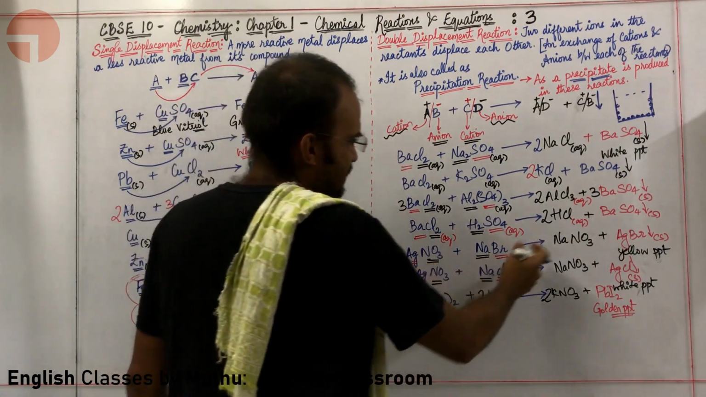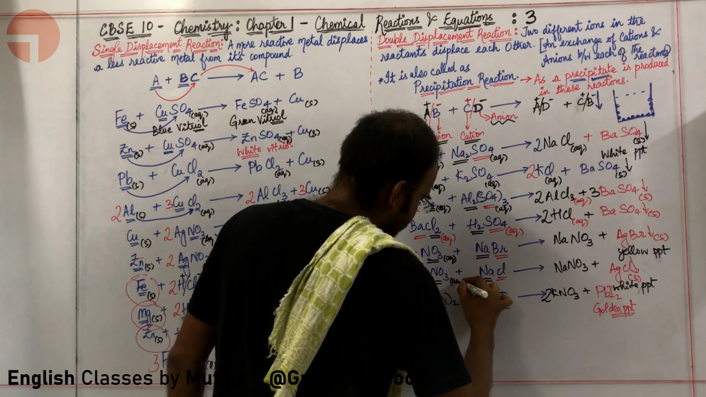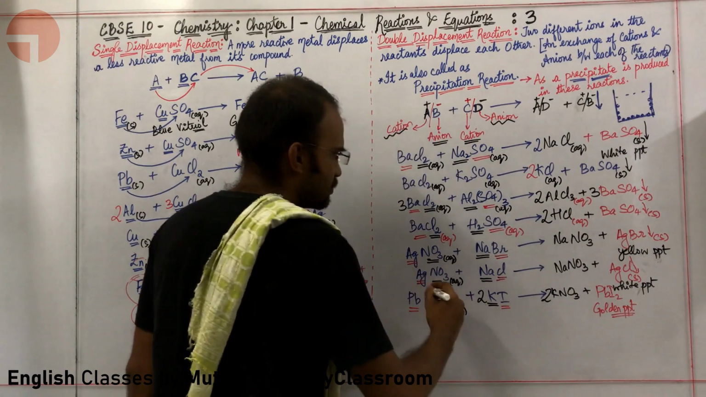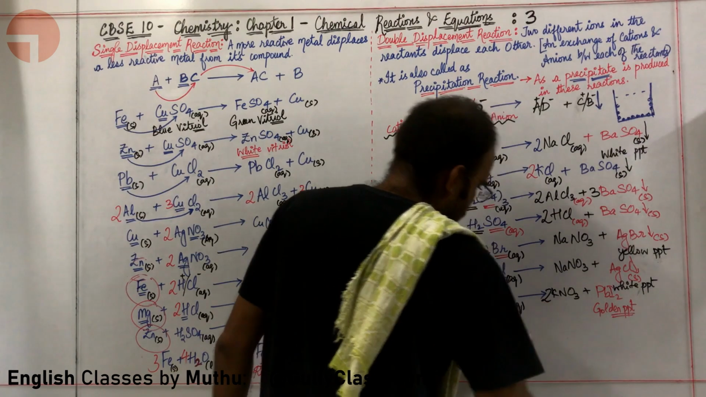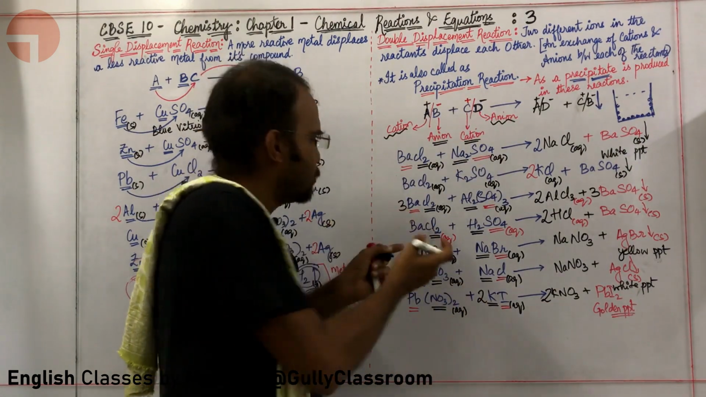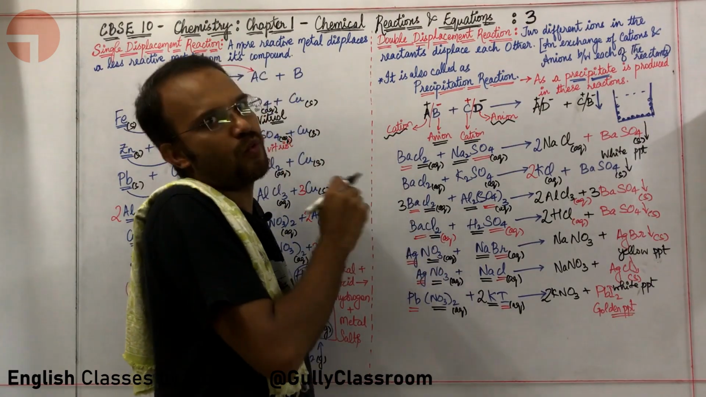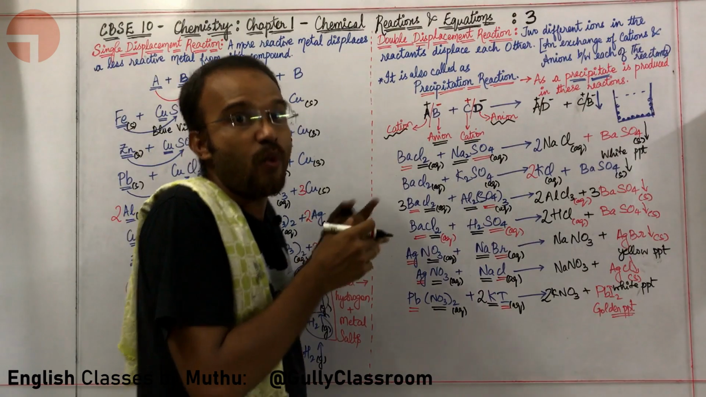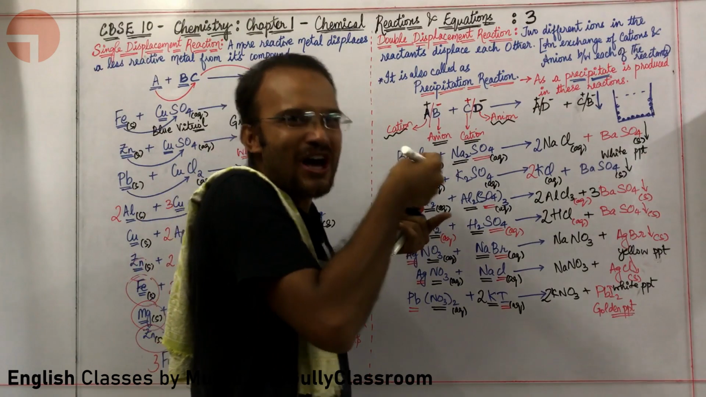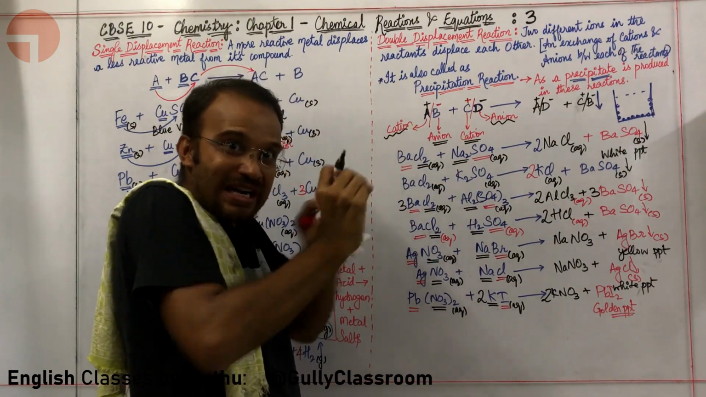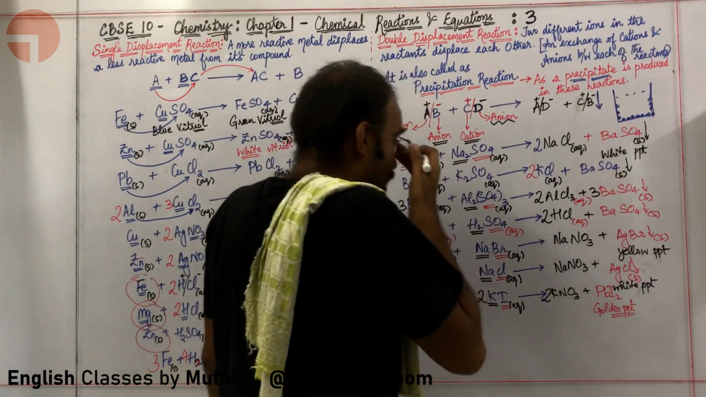Sir, you have forgotten the physical states of a couple of reactions. All the salts in the reactants will always be aqueous, so I am going to put aqueous over here. Because the salts need to be dissociated in order to exchange the ions, and salts are dissociated only in water because salts are polar in nature. Water is also polar in nature. Like dissolves like, water dissolves and dissociates polar salts.